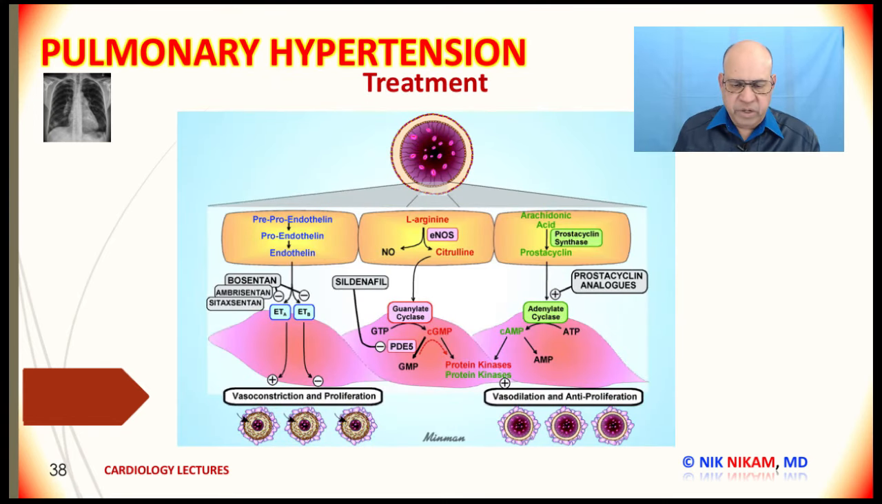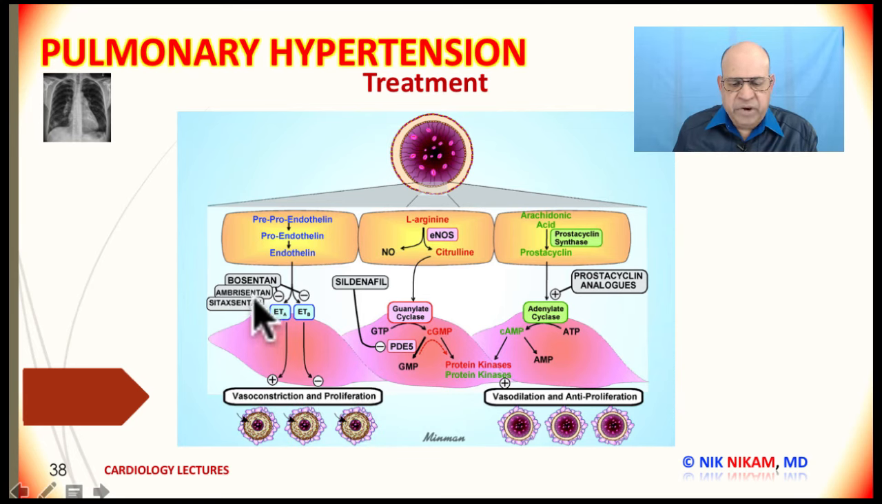Let's look at some of the drugs that are available based on the pathophysiology of changes we see in the arterial bed in patients with pulmonary arterial hypertension. We talked about endothelin dysfunction in these patients. In pulmonary arterial hypertension, endothelin 1 especially acts on endothelin receptors A and B, which leads to severe vasoconstriction and proliferation.